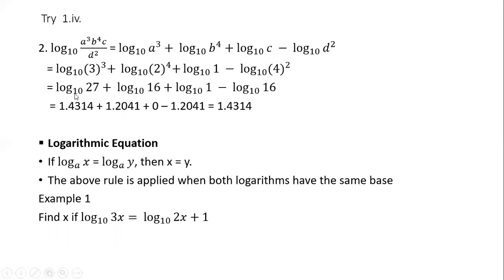Here we can still apply the power law, or we can move straight. We know 3 cubed is the same as 27, therefore we have log base 10 of 27. 2 power 4 is 16, so we have log base 10 of 16. Then log base 10 of 1, minus 4 squared is also 16, so log base 10 of 16. By using your calculator to compute them, we have the answer as 1.4314. So you can use the calculator to do the computation.